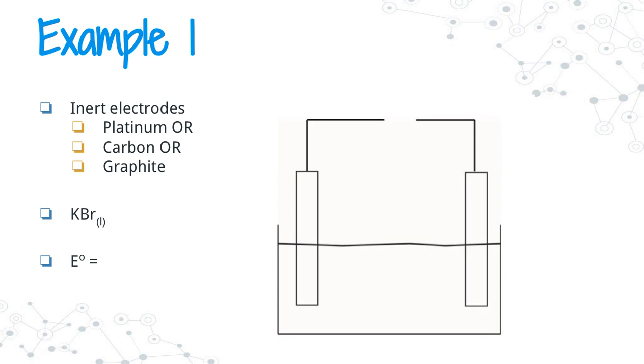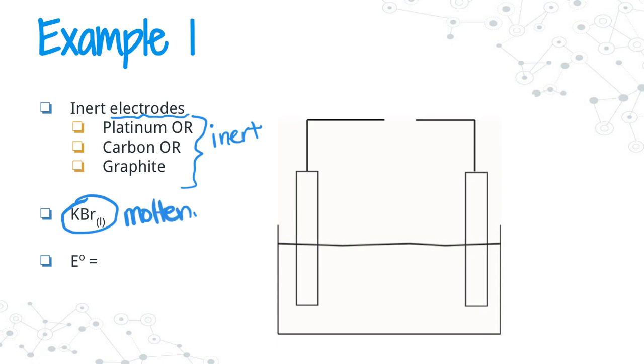Now let's start off with, and very typically, a lot of the electrodes we use in electrolytic cells are something that is inert. So something like platinum or carbon or graphite is not likely to react. And so they make really great electrodes. So looking at this then, if we take, for example, our electrolyte as potassium bromide in the liquid state, we would say that this is in the molten state.